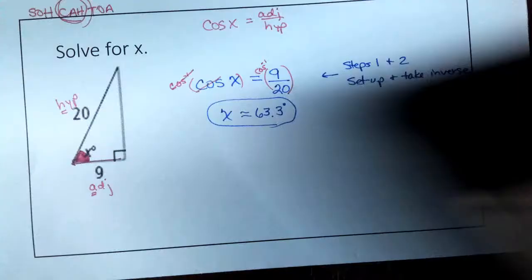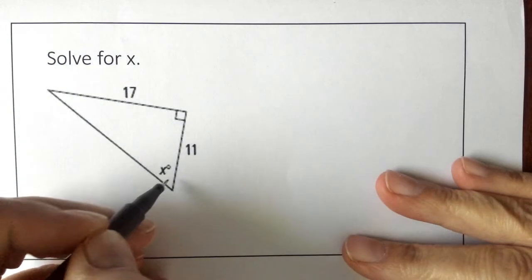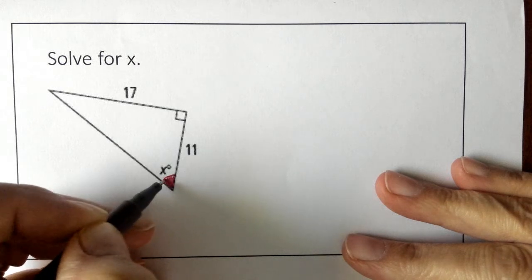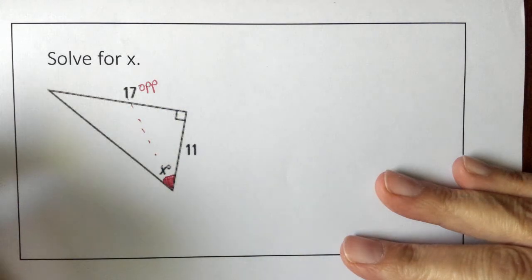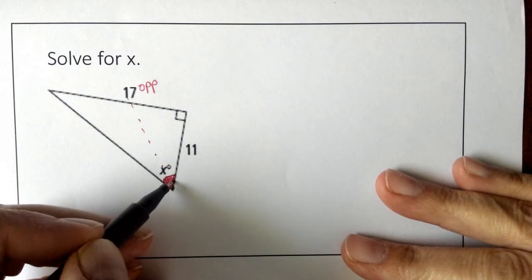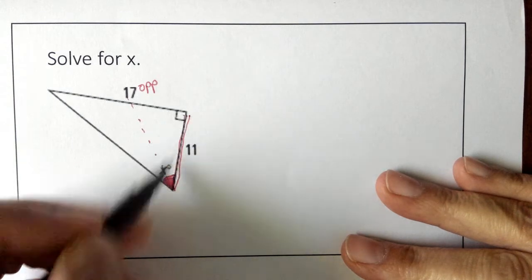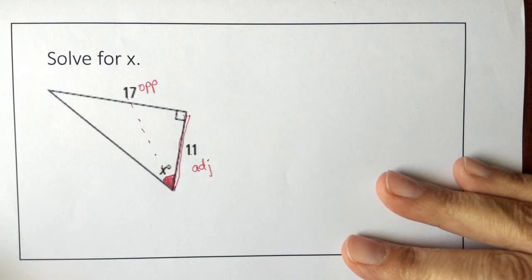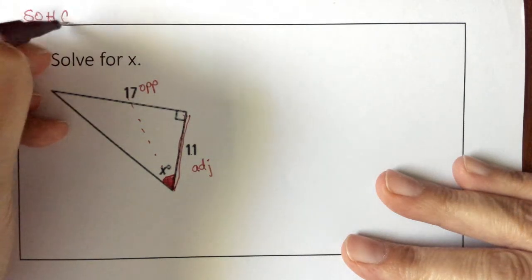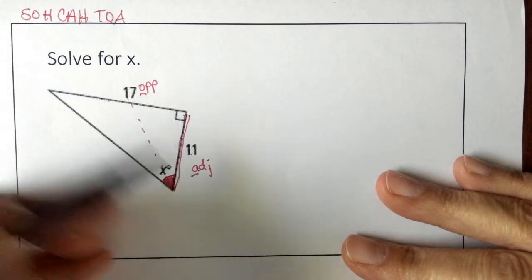Alright, let's do one more problem just to make sure we've got it. Alright, we have an unknown angle, x degrees, right here. With respect to that, 17 is the opposite leg. 11 is a leg that's attached to x degrees, and it stretches from x degrees over to the right angle. It's a leg. That means this is the adjacent leg. Hypotenuse is useless. We don't know what it is. We know SOHCAHTOA. And O and A go with tangent.